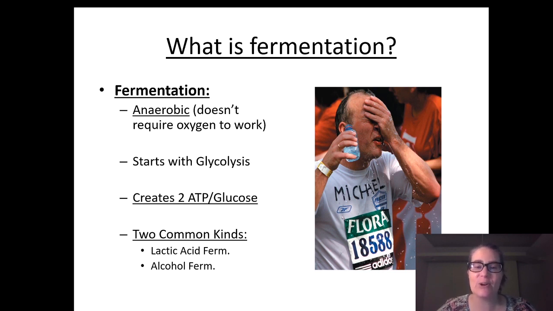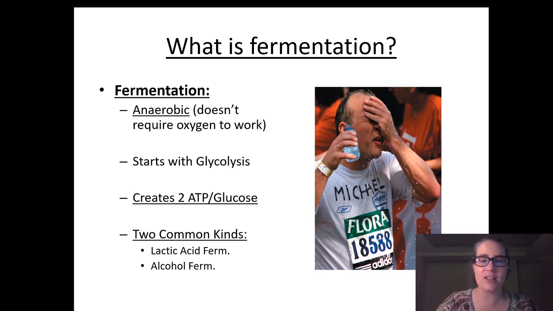Fermentation is known as an anaerobic process. It does not require oxygen in order to work, like cellular respiration that we talked about before. It also starts with glycolysis, so that's something that the two reactions share in common. Because it starts with glycolysis, it's going to make per glucose a total of 2 ATP.